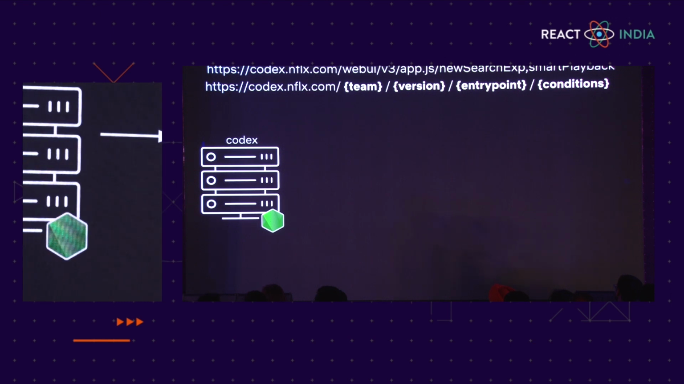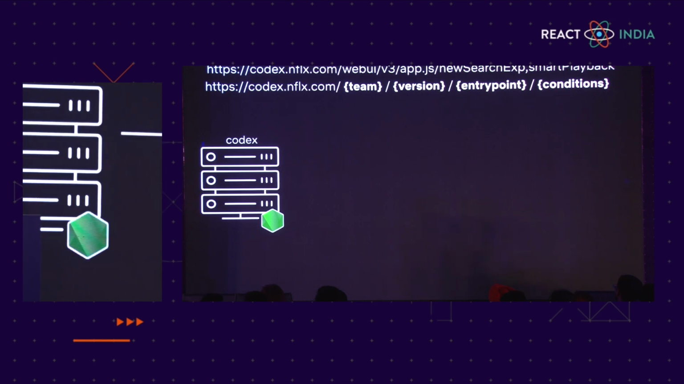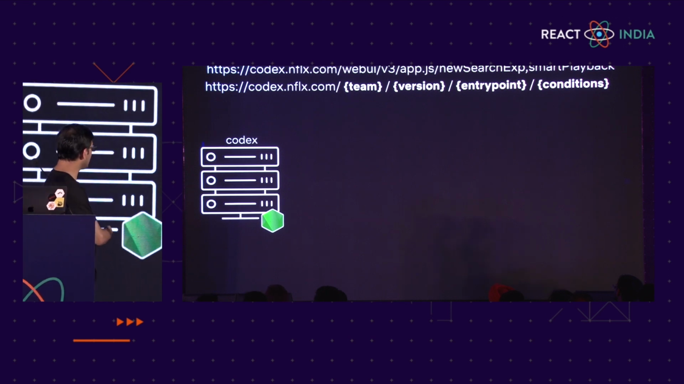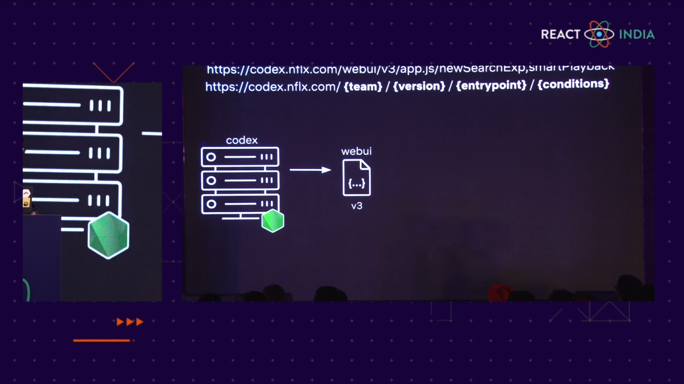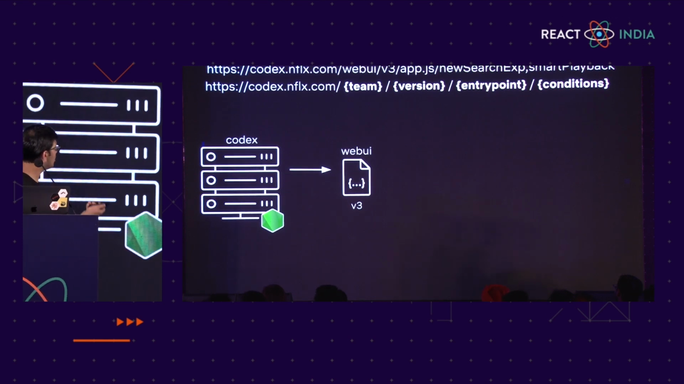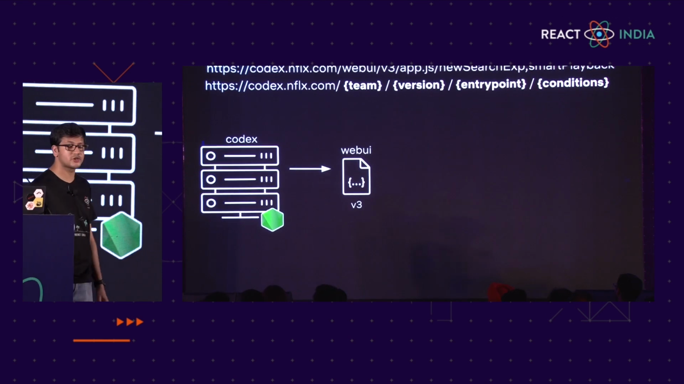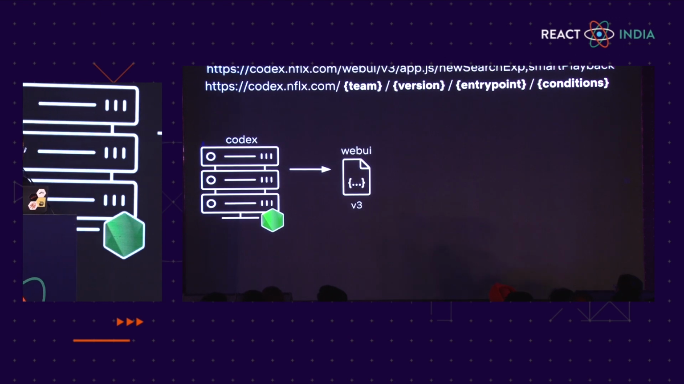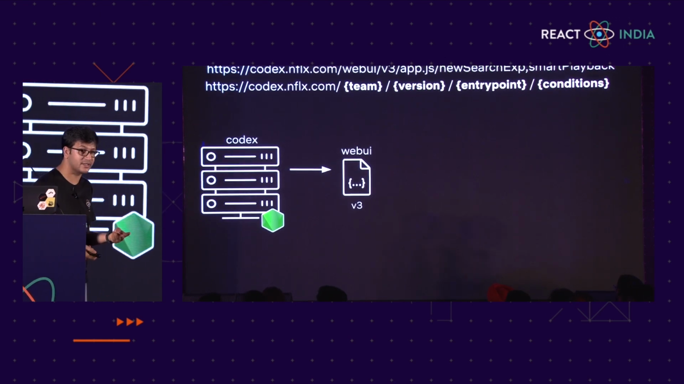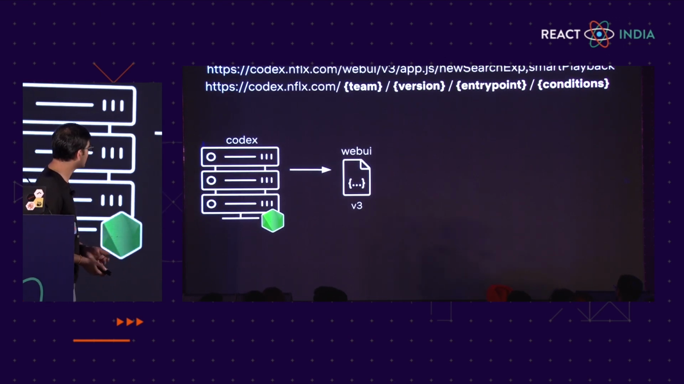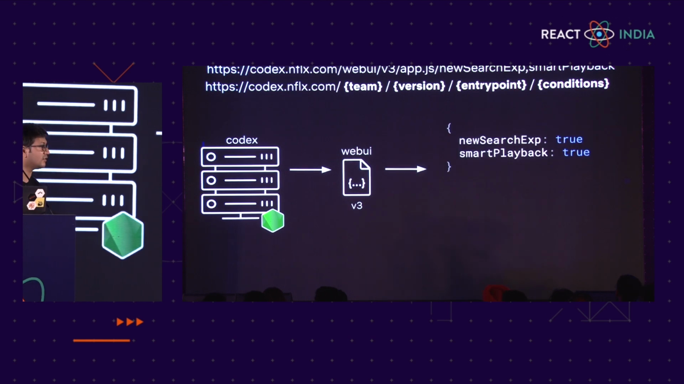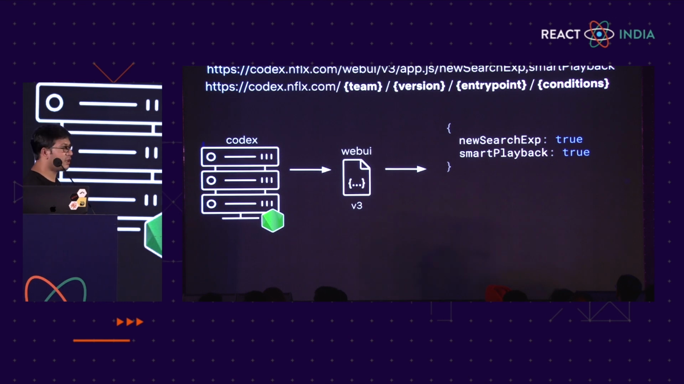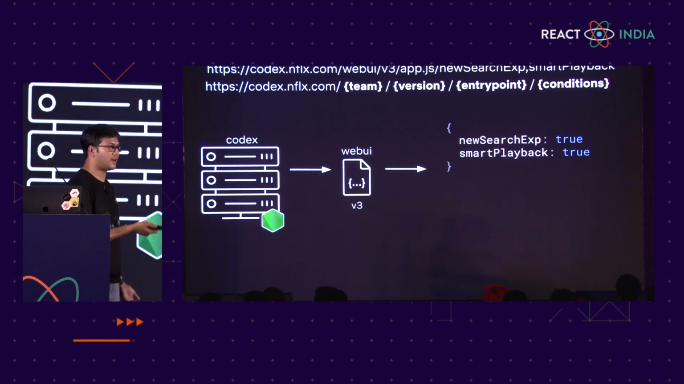And this example out there shows that it's a web UI app. We are looking for the v3 artifact. So Codex is able to go and locate this artifact. And then it realizes from the URL that the new search experience is true and the smart playback is true. So these are the two different experiences that we can unlock for this request. And then all it has to do is start resolving the graph, right? And once the graph is resolved, it just sends back all the files together.